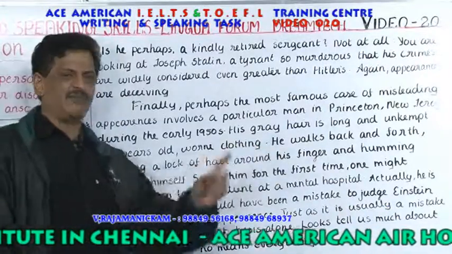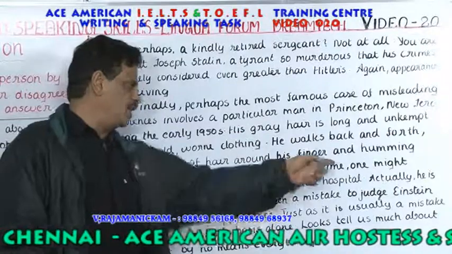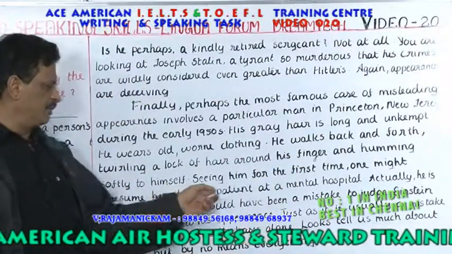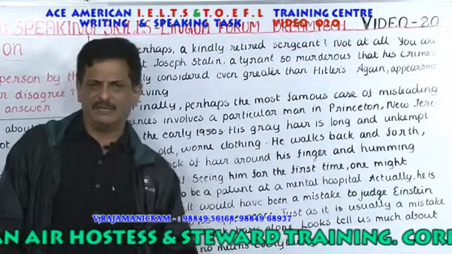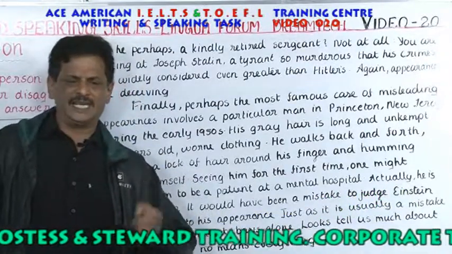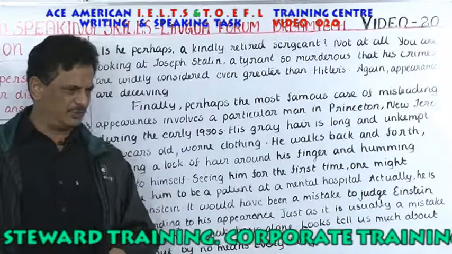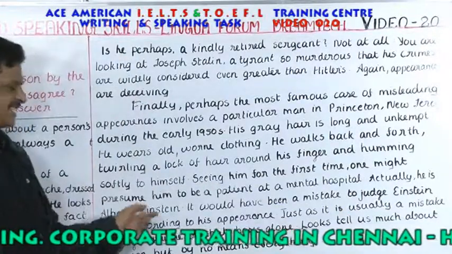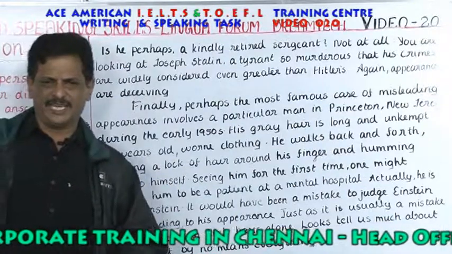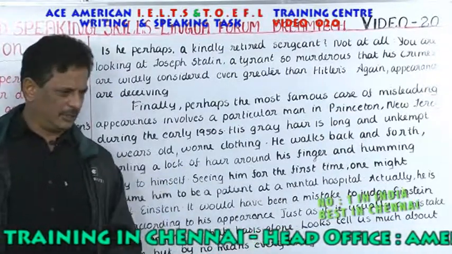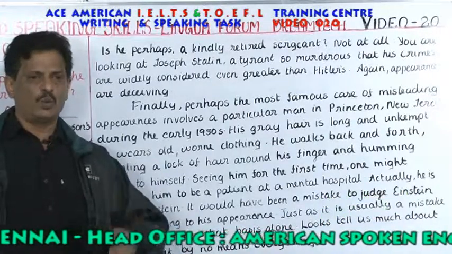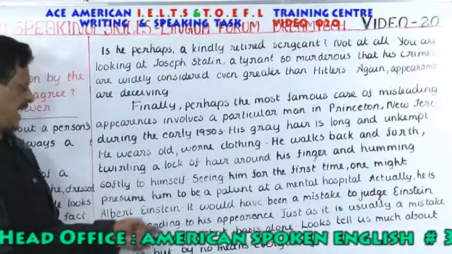Seeing him for the first time, முதலாவதாக அவரை பார்க்கும் பொழுது, one might presume him to be a patient at a mental hospital, ஒரு பைத்தியக்கார ஆஸ்பத்திரியிலே இருக்கக்கூடிய மன நோயாளி என்று ஒருவர் கருதுவார். ஆனால் ஆக்சுவலி அவர் யார்? Albert Einstein. 1900களிலே உலகத்தின் தலை சிறந்த விஞ்ஞானியாக கருதப்பட்டவர் ஐன்ஸ்டைன்.